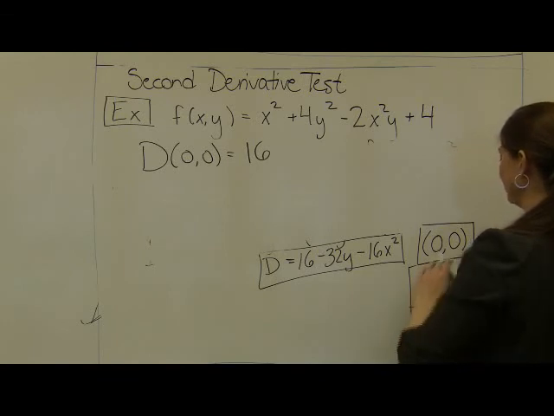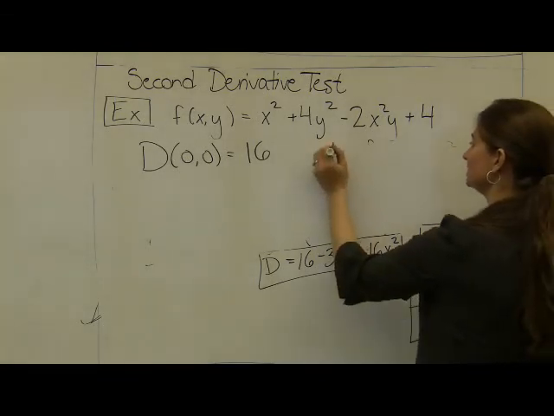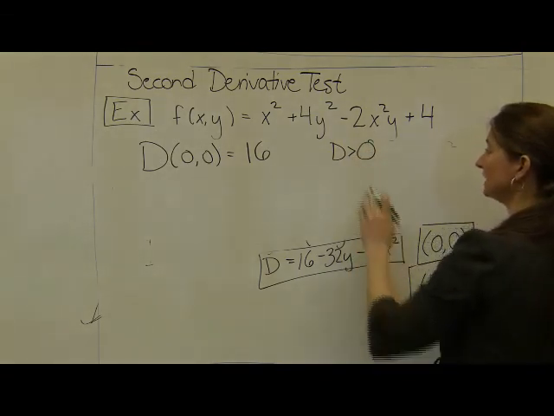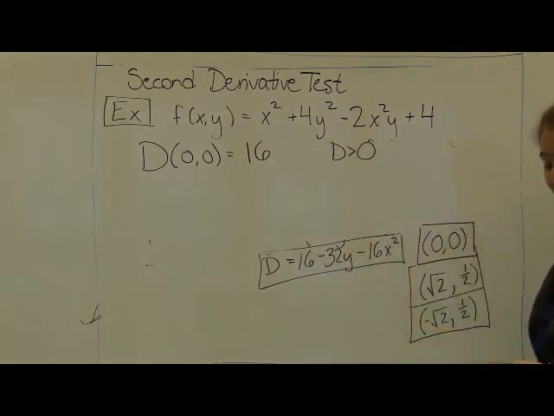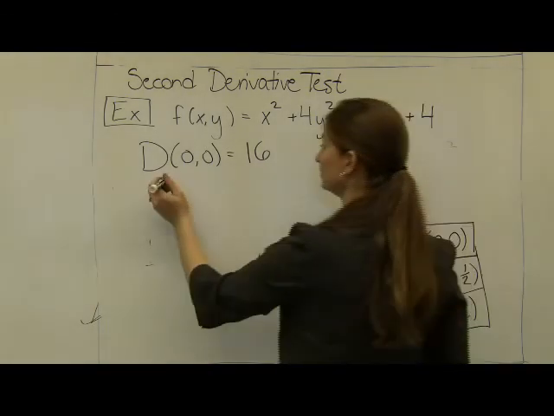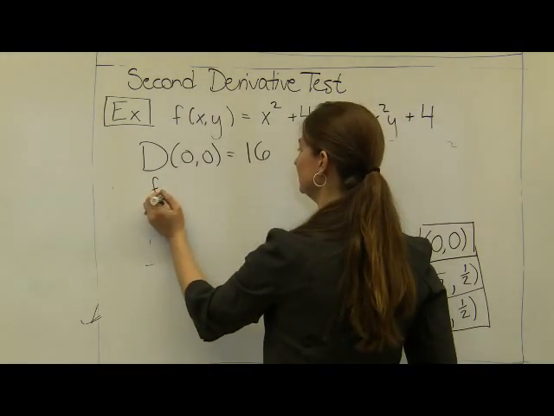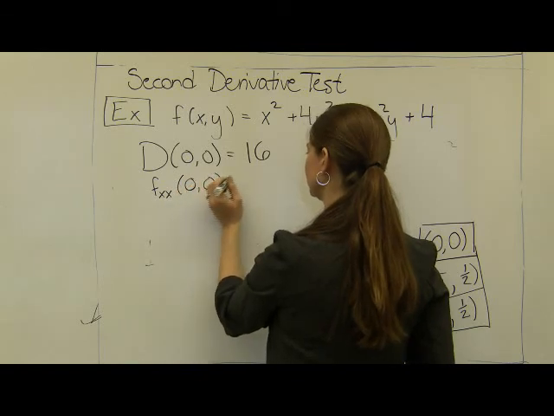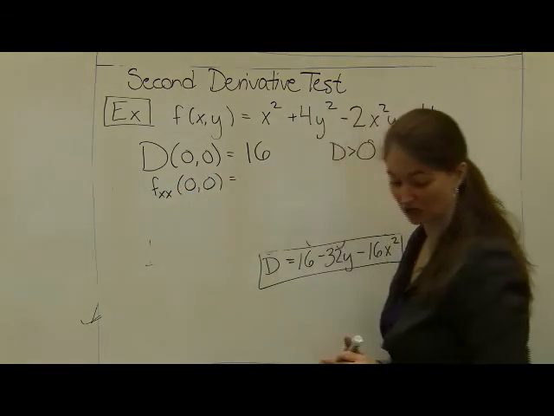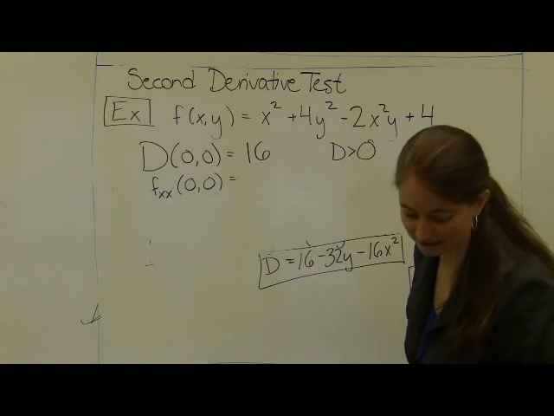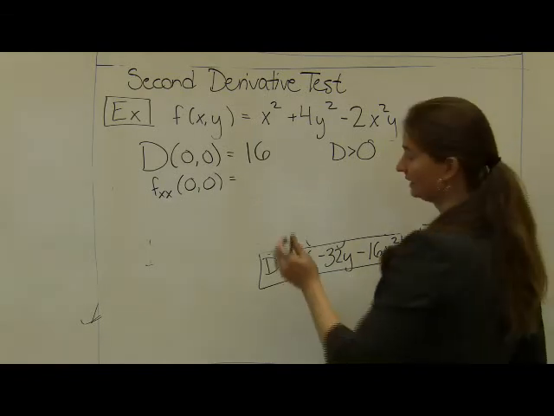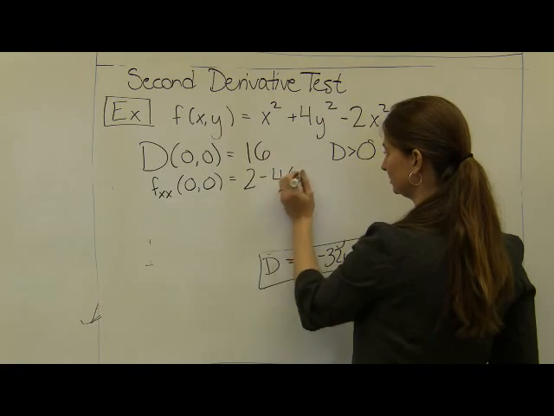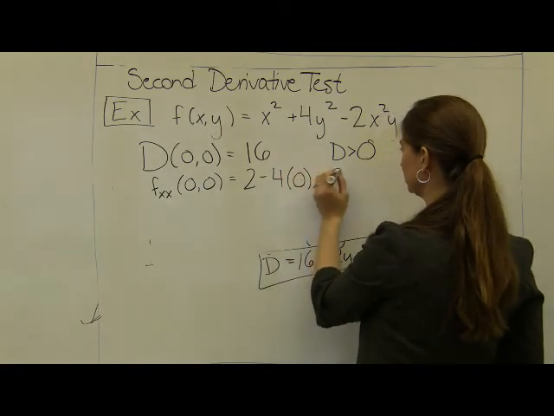Great! Equaling 16 means that my discriminant is greater than 0, which means that it's either a max or a min, but I have to do one more test to be able to find out whether it's actually a max or a min. So I have to plug my point 0, 0 into my second derivative with respect to x. And recall, my second derivative with respect to x is given by 2 minus 4y, which is equal to 2.